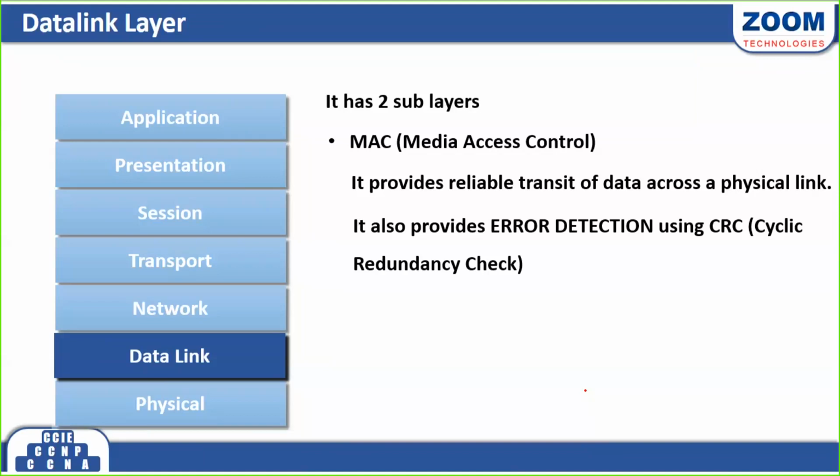But how does it find the error actually? To detect the error, the data link layer uses one protocol called CRC, cyclic redundancy check. By using the CRC protocol, it will find the error. So the protocol that comes under the data link layer is CRC, cyclic redundancy check, to detect the errors.